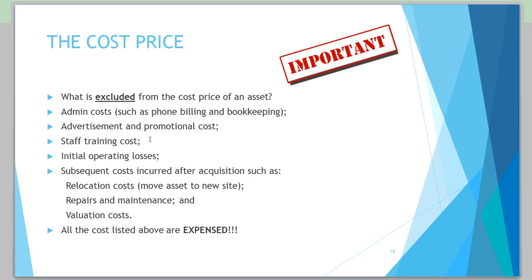So if you have purchased a new technology or a new machine and you need to train your staff members to use more sophisticated technology, then the training costs may not be included in your cost price. Then also initial operating losses may be applicable to a machine. If you are producing a new type of item and the production leads to an operating loss, where people are not interested in buying the product but it costs you a lot to produce it, then the operating loss may not be included in your cost price.